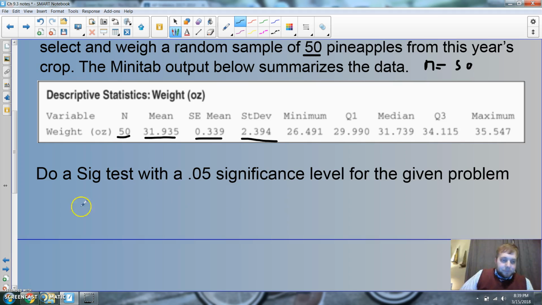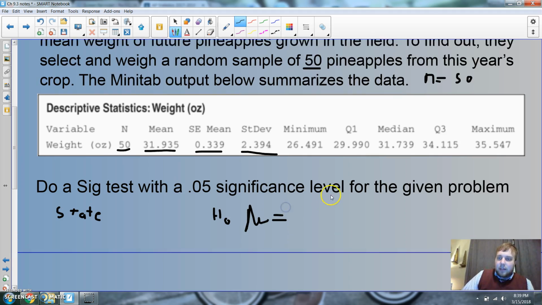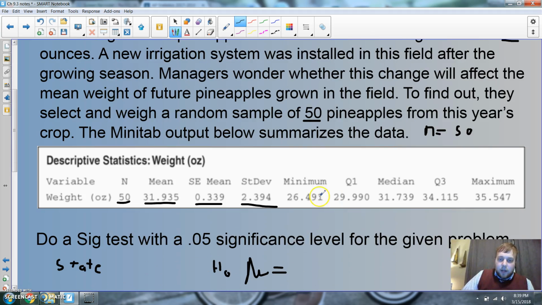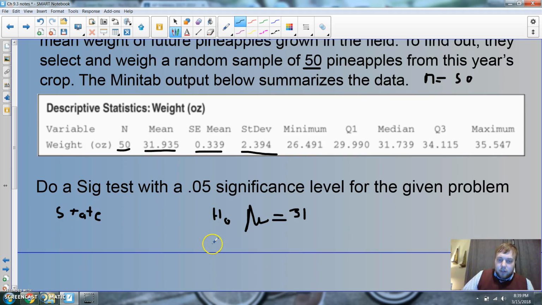Do a significance test. You're going to do state, plan, do, conclude. We're going to skip over that. Once again, I'm going to do my hypothesis just because we need extra practice. My null hypothesis would be that the pineapples stay the same size, which is 31 ounces. Nothing changed from last year to this year.